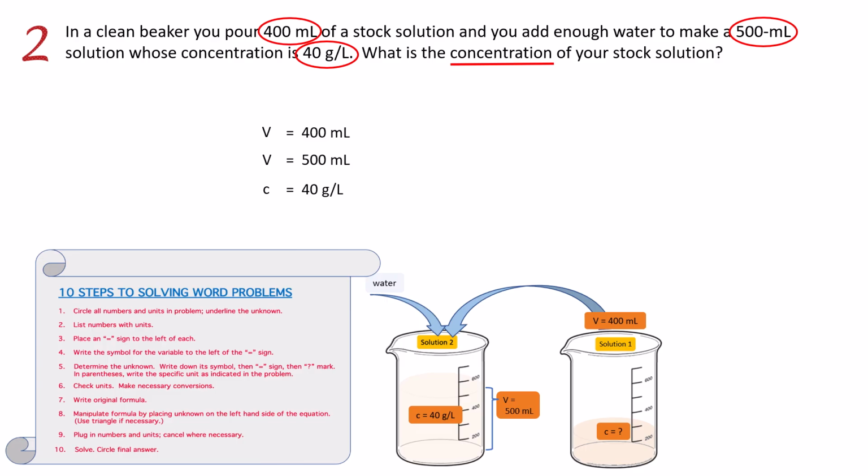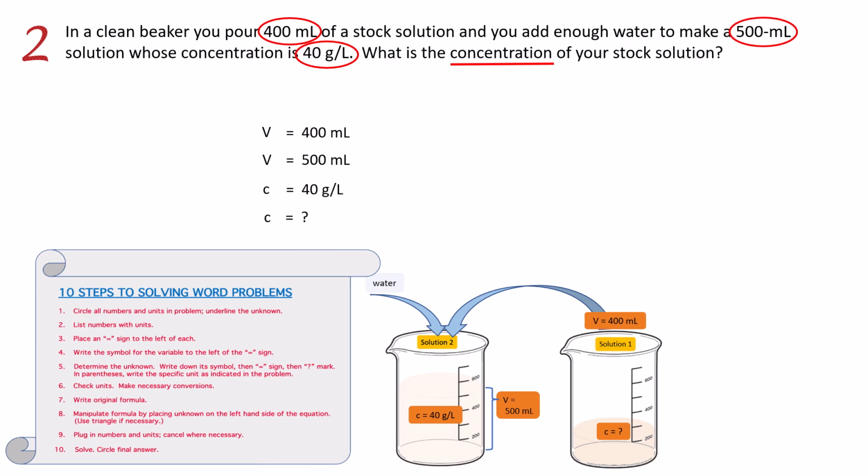Step 5. Determine the unknown. Write down its symbol, then equal sign, then question mark. In parentheses, write the specific unit as indicated in the problem. Here the unknown variable is concentration. Its symbol is C, and we're not asked for any specific unit.